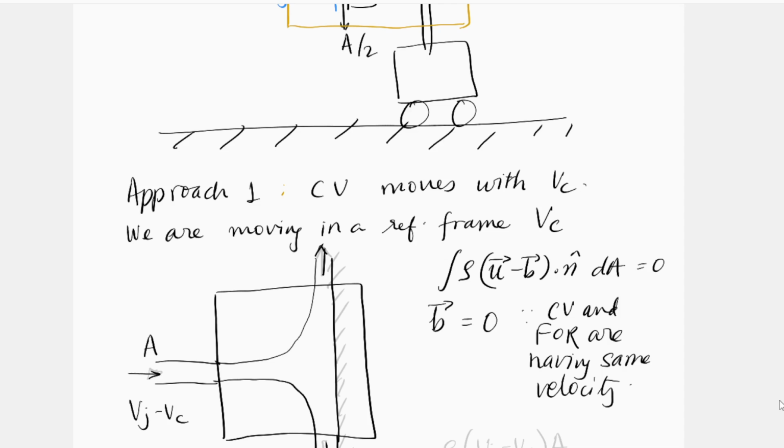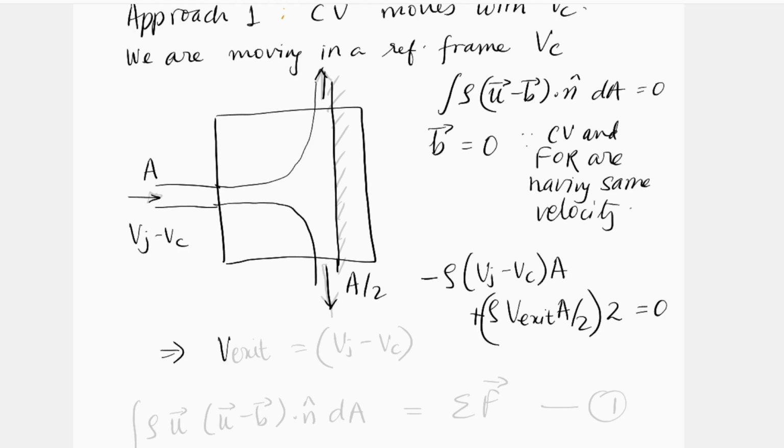So in this case, the influx will be minus rho (Vj minus Vc) times A, and the exit will be the exit velocity V exit times A over 2, and there are two such surfaces through which the exit happens, so we will have a factor of 2 and this will be equal to 0. We have neglected the time derivative because it's a steady state problem. So in this case, we obtain that the V exit is equal to Vj minus Vc, and this is a very straightforward result.